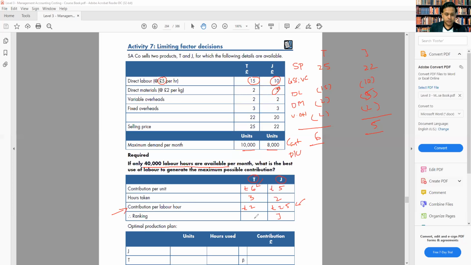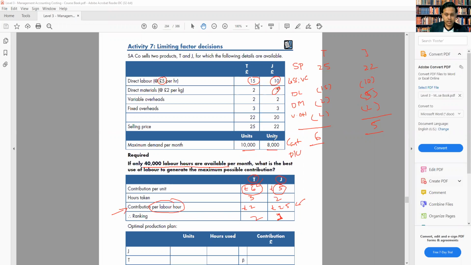I want all of you to understand this. This is ranking number 1, that's ranking number 2. Do not look at the first contribution that we got here. Always look at the contribution per labor hour, because labor hour is the limiting factor. So now we know we will make J first, and after that we'll make T. Let's have a look at how much J and how much T we're going to make.